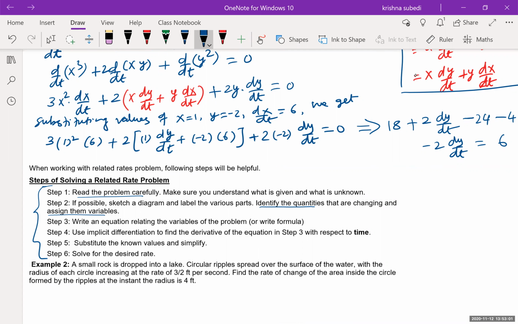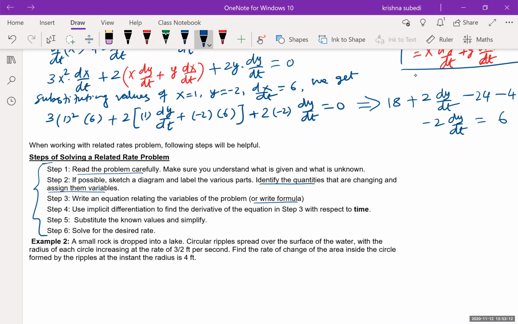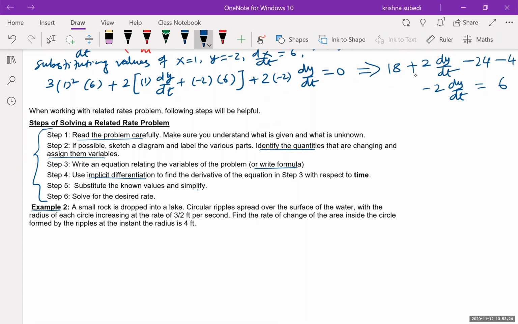Write an equation relating the variables of the problem, or write a formula. I would say sometimes just writing the formula would help. Use implicit differentiation to find the derivative of the equation in step 3 with respect to time. And then substitute the unknown values and simplify and solve for the desired rate. So let us use this 6-step method.